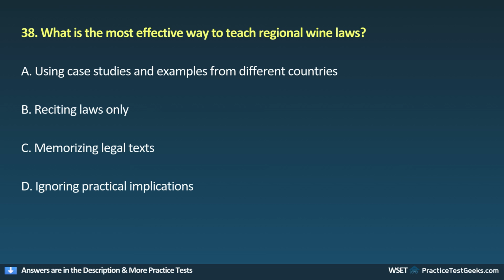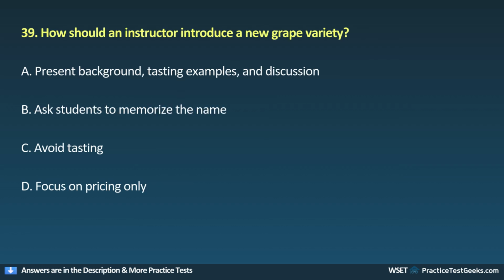38. What is the most effective way to teach regional wine laws? A. Using case studies and examples from different countries. B. Reciting laws only. C. Memorizing legal texts. D. Ignoring practical implications.